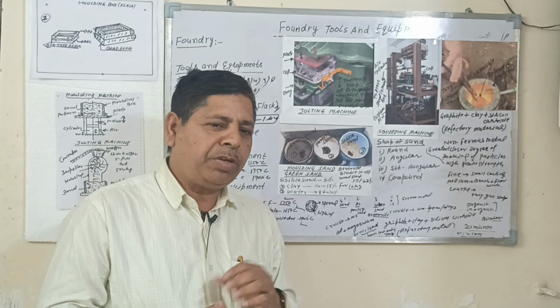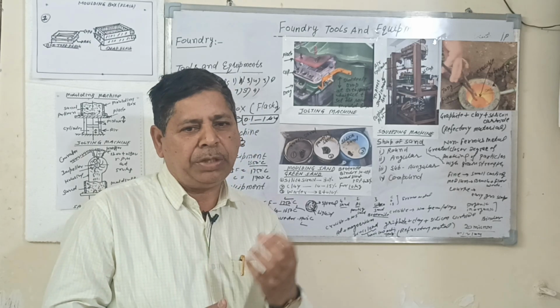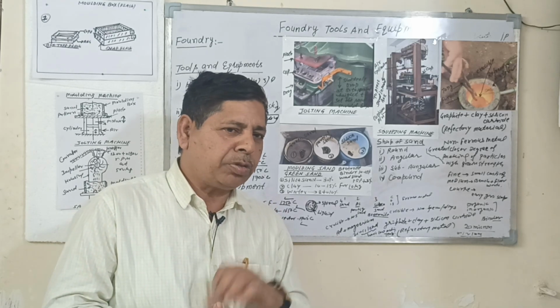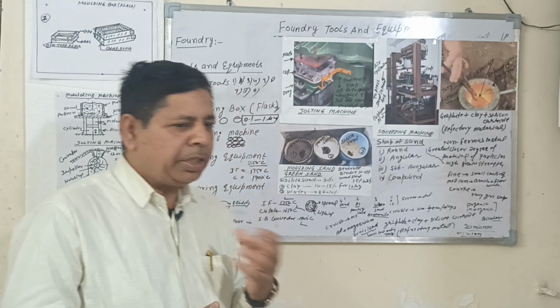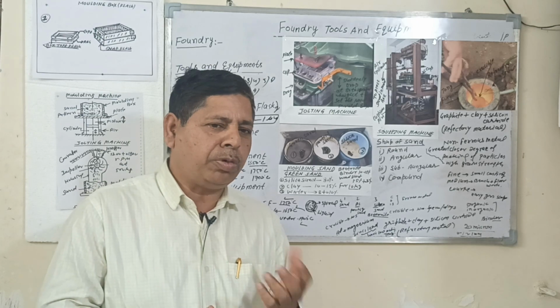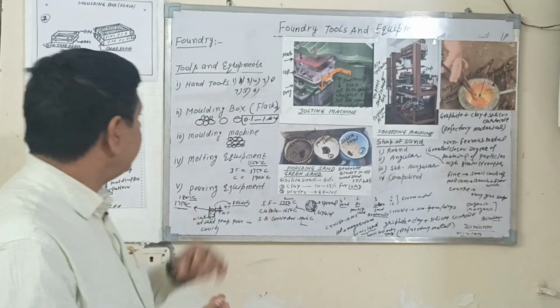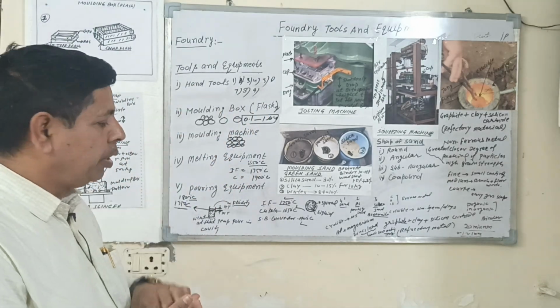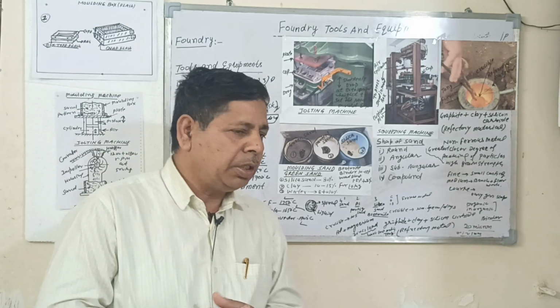After solidification, the metal is taken out in the form of this component. This process is called casting. In this process, different types of tools and equipments are used to perform the casting. Number one is the hand tools. Hand tool number one is the shovels.